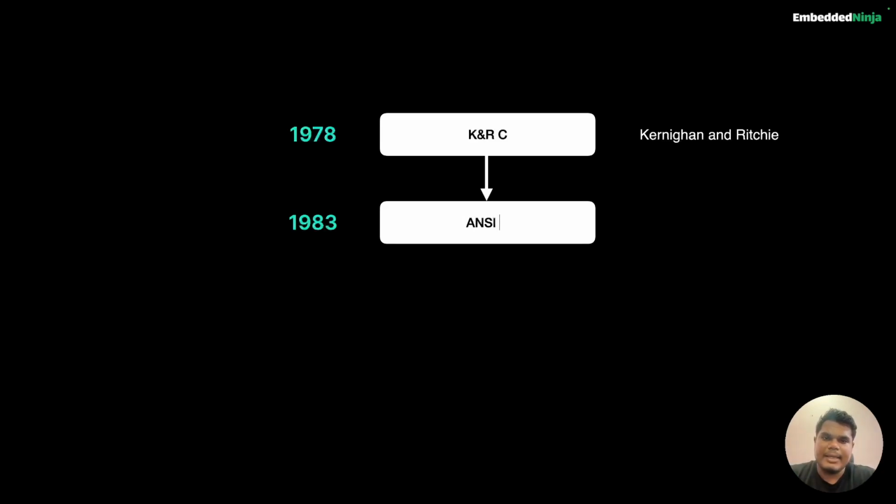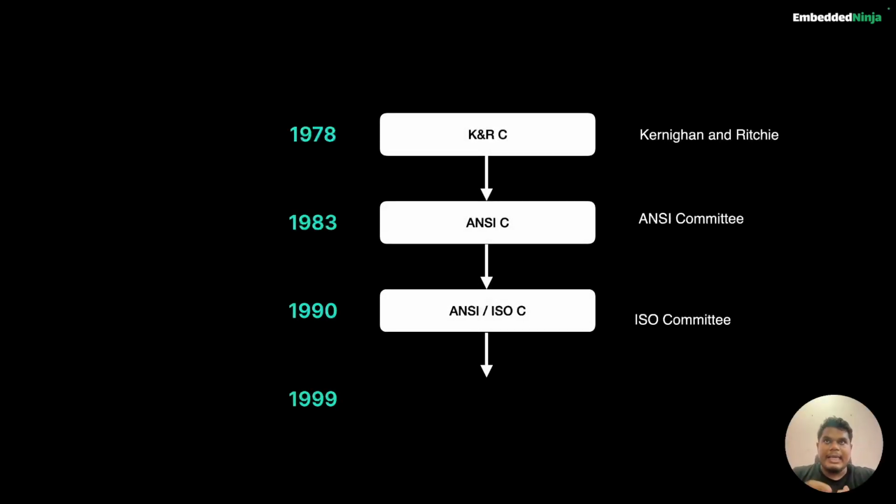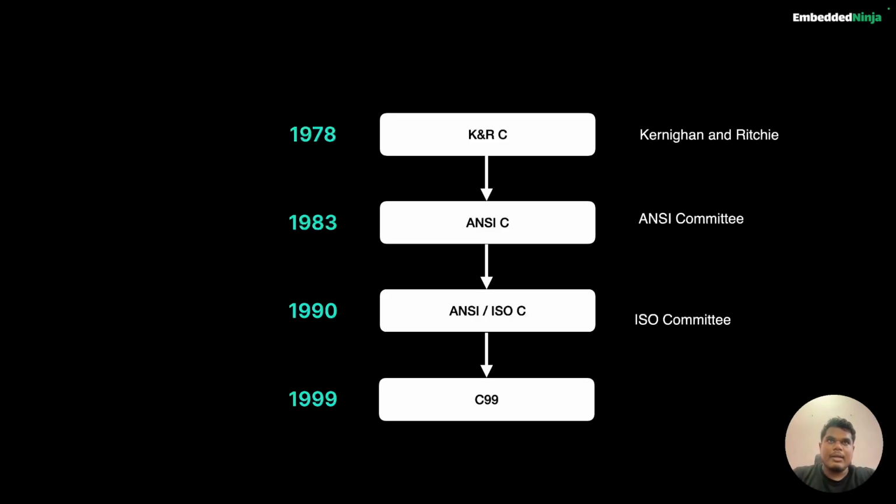In 1983, ANSI gave a few standards to the existing K&R C. They standardized a few guidelines in C programming. And in 1990, ANSI again joined with ISO and they updated the standardization. Finally, in 1999, a new standard called C99 was introduced to bring C up to speed with modern programming practices. It added new features and improvements. It kept C relevant in the rapidly changing tech world.